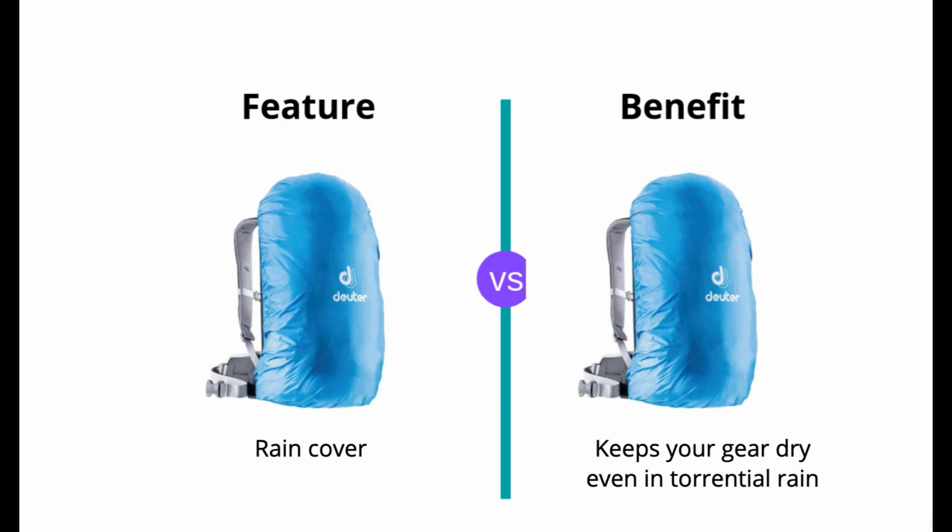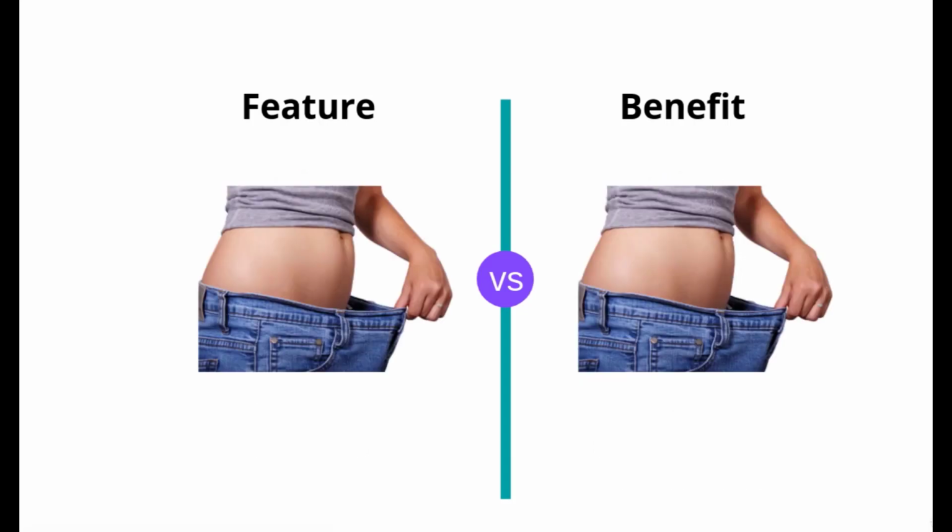So let's take a look at another example. The feature here is a fitness program that includes a meal plan and shaker. So if we apply the "so what" test, what is the benefit in there? Is there a meal plan and shaker included in that fitness program? That benefit is what they would really like to know.